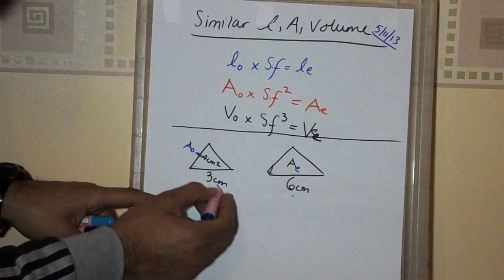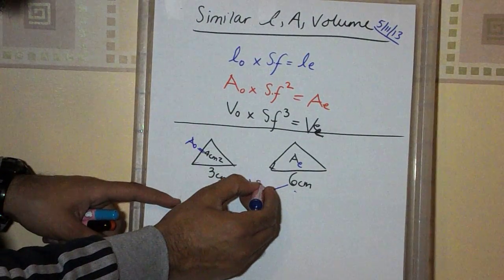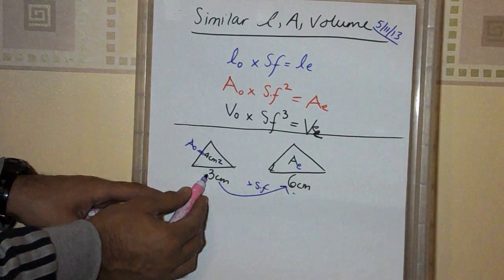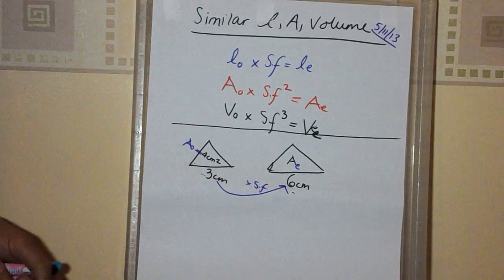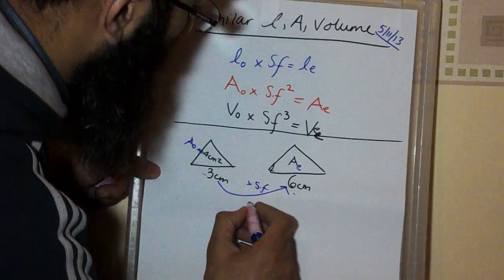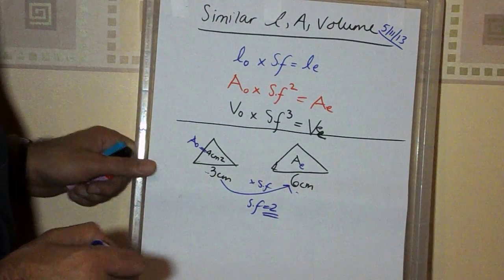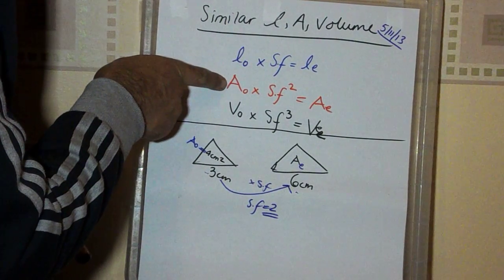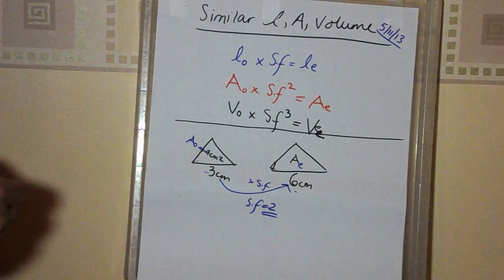So we look at corresponding lengths to work out the scale factor. So this length here, length times by the scale factor, will give us the 6. So 3 times by a number will give us 6, and what will that number be? 2. So we can say quite clearly that the scale factor is equal to 2. Okay, so now we have to use our scale factor of 2 in this area formula here to work out the new area. So let's have a look at that.